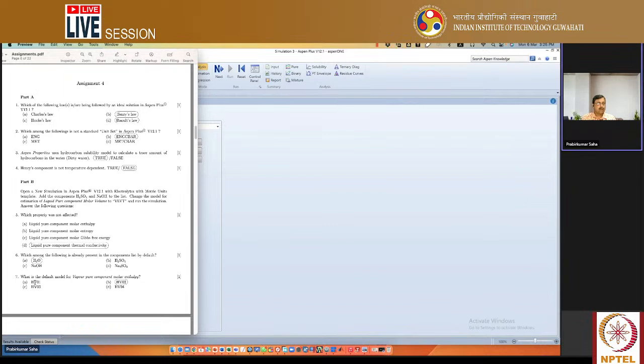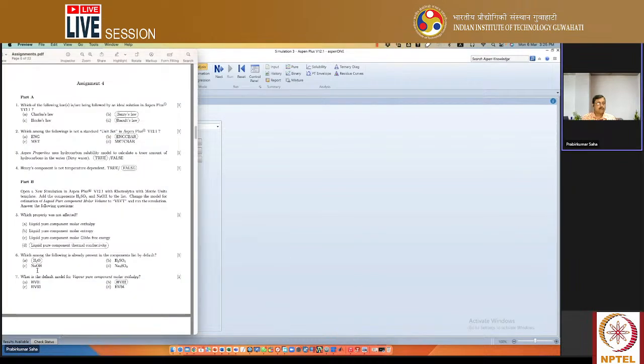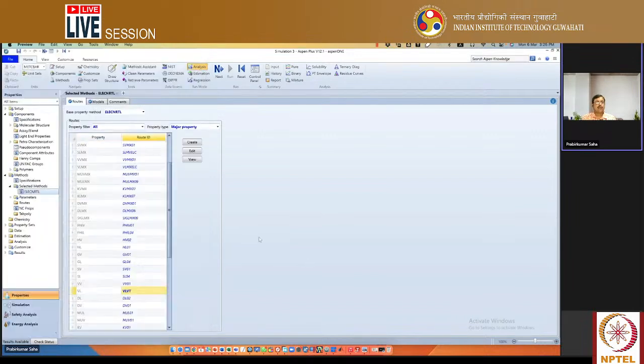Okay, not this one. What is the default model for vapor pure component? Vapor pure component molar enthalpy. Okay, vapor pure component molar enthalpy. So vapor pure component molar enthalpy is HV. So root ID is HV02. So it is HV02. Again, by default model I have written. Actually, you have to look for root ID, not model.